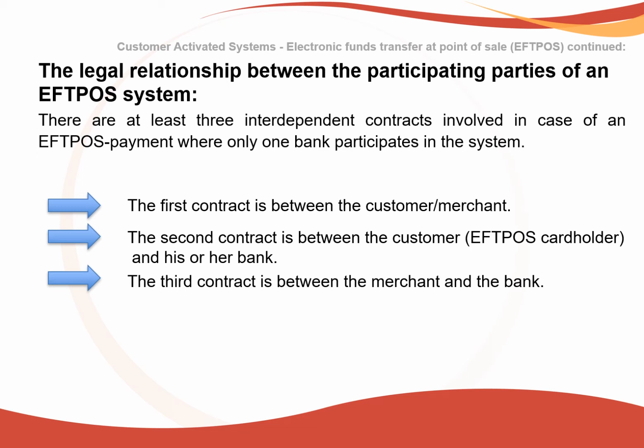Now let's discuss the second contract, which is between the customer and his or her bank. This relationship is governed by the terms and conditions entered into when the bank issued the card to the customer. Before issuing a card with EFTPOS capabilities, banks always require the customer to sign a form agreeing to their standard terms and conditions. The precise details of these contracts vary from bank to bank, but there is a common theme of matters dealt with in the standard terms. The most important standard term, as far as the customer is concerned, is defining the circumstances under which the bank is entitled to debit its customer's account.